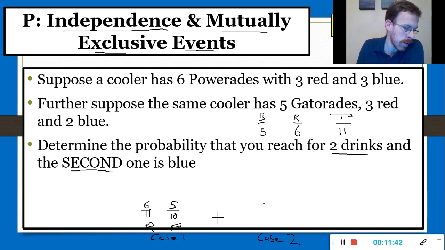Case 2, on the other hand, says, alright, I'm getting a blue first, and then my second one is also going to be blue. So that one is going to be 5 out of 11, and then 4 out of 10. Now at this point, you've got to be very careful on how you multiply these ones out. Remember to multiply across.